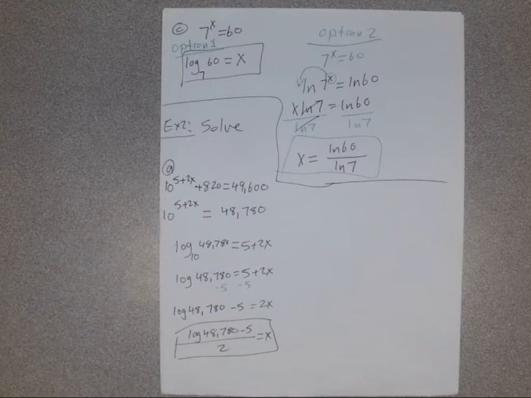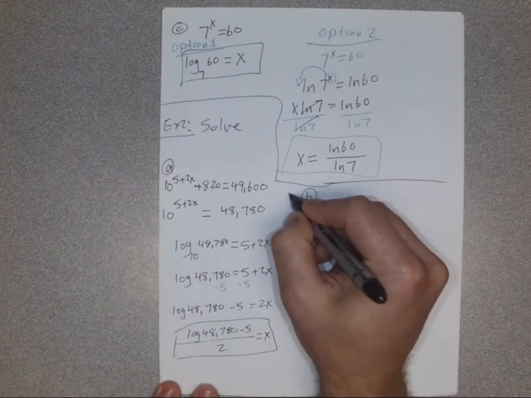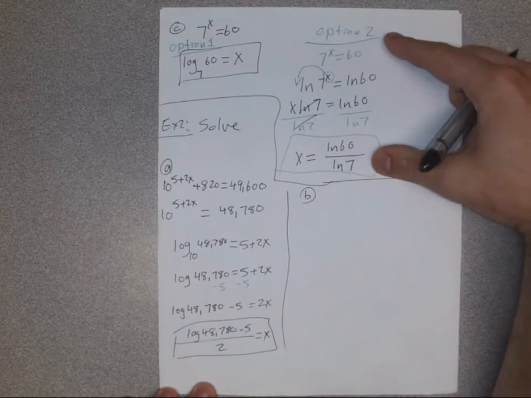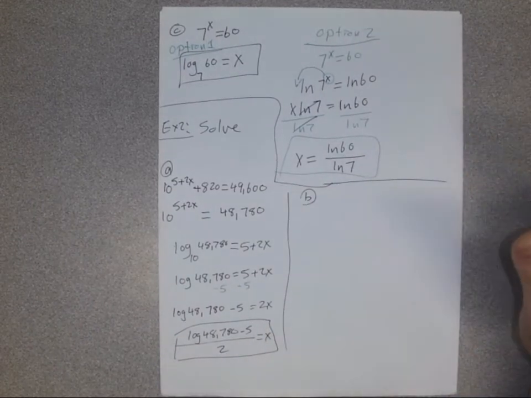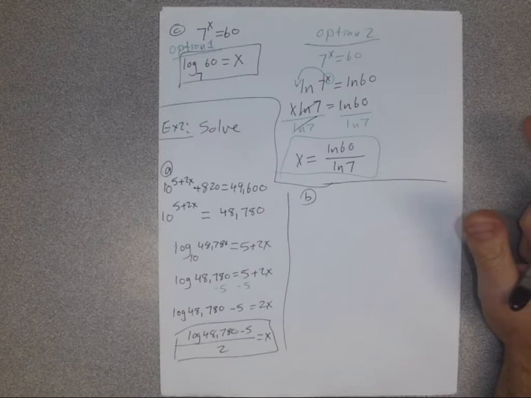All right, so this is one way to work these types of problems. Part B is going to show you how to work it option 2 way. Now, I'm not going to show you this one. I'm going to show you a different way to get it. But you will still get the same answer either way.